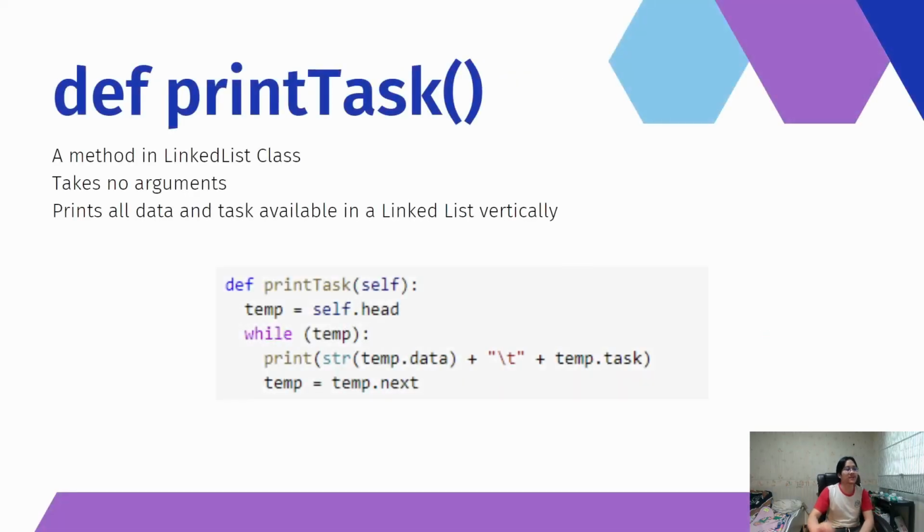Now the first function we're going to talk about is the print task function. This is a method in the linked list class, and it takes no arguments. The function will print all data and tasks available in a linked list. It does this by setting temp to the first node, which is self.head, and then looping through the linked list and printing its data and task by concatenating the string. After printing, it will go to the next node.